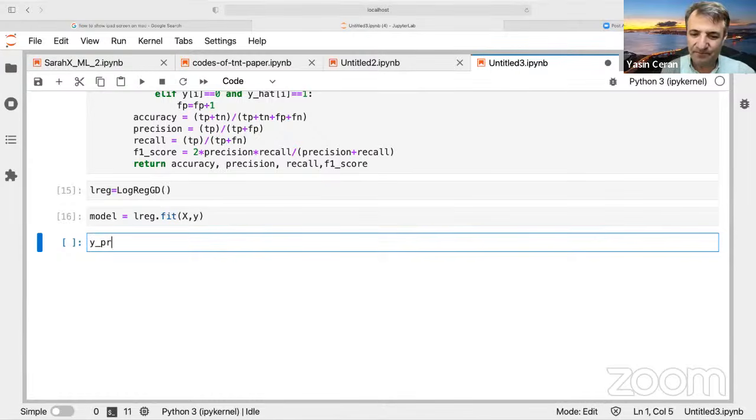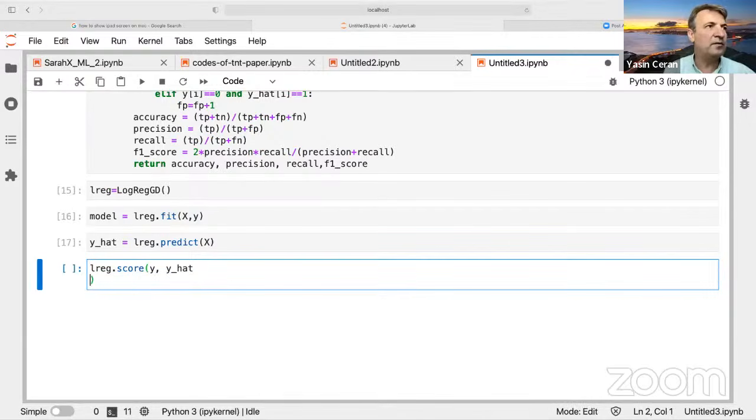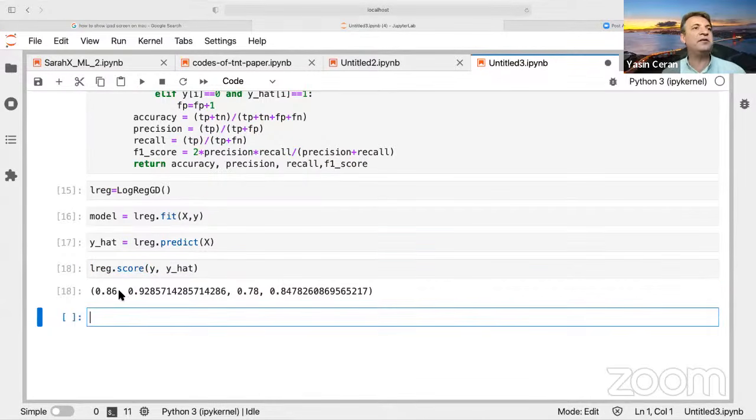So y prediction is, let's use y hats. So that's what we used, y hats. Now lreg dot predict. So I'm going to use just x in here. So hope that is going to, oh, it worked. Okay. Now let's see if the score is going to work. Okay. So score lreg. Okay. So for score, I need y and y hat. Okay, it gave us the scores.